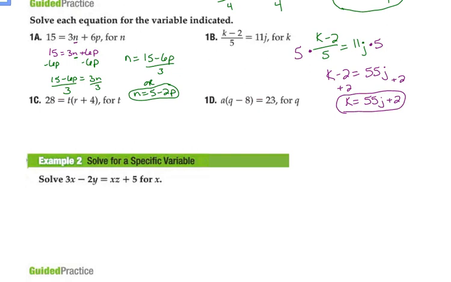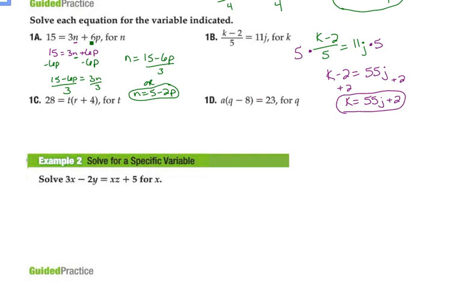Okay, with these type of problems, there's always so many different stipulations that I'm going to stop with just 1A and 1B, and then we'll work 1C and 1D together. So with 1A, again, we were solving for n. I'm honing in on that n and saying, okay, I have to add or subtract first.